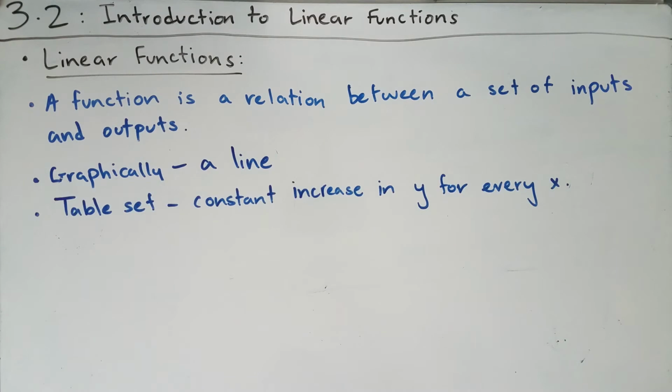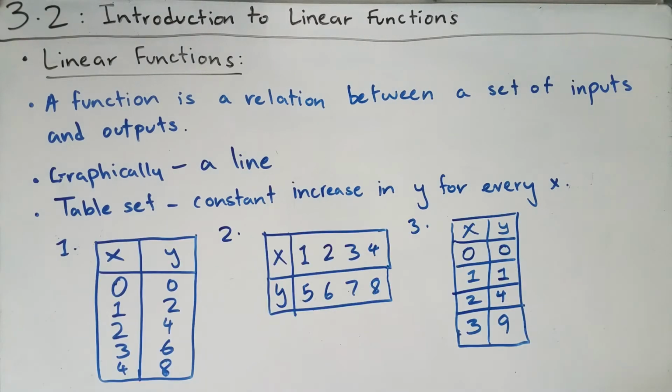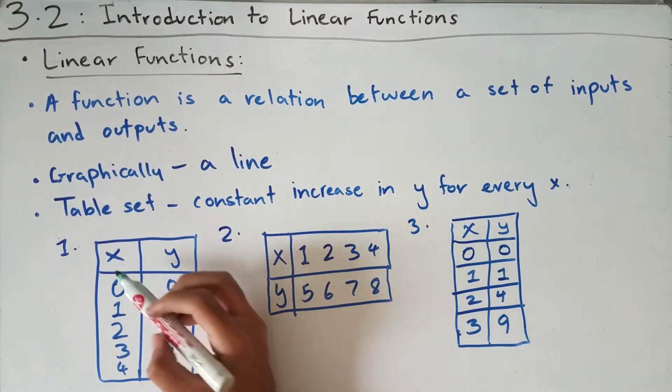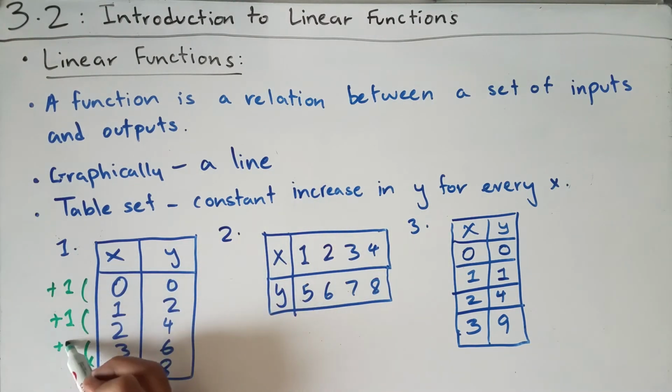Another way you can represent a linear function is through a table set. If the table set consists of values that have a constant increase in y for every constant change in x, then it's a linear function. Let's look at some tables and determine if they're a linear function. Let's look at question 1. I can see that in the x values, the numbers are increasing by 1. So it's plus 1 for the inputs.